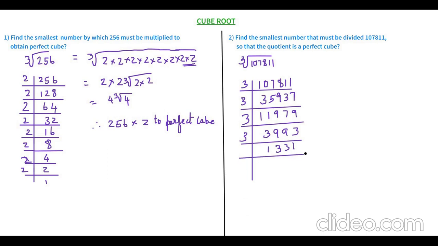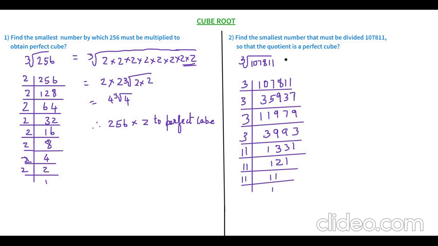Now 1,331 is not divisible by 3. It is divisible by 11. I have explained the divisibility test of 11 in my previous video. You can refer to that. The link will be given in the description below. So this number is divisible by 11, and we get 121. Now 121 will again be divisible by 11. We get 11, and 11 is again divisible by 11, so we get 1.